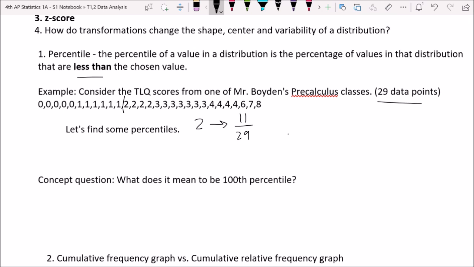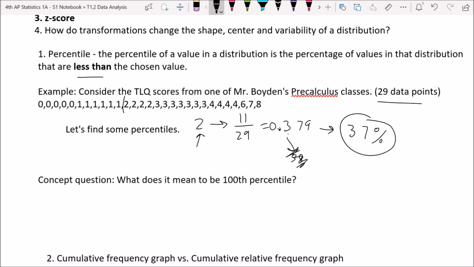That's 0.379. Now, typically we want to give our percentiles as a whole number. And I know that 0.379 would round to 38%, but I'm going to write 37%. Why is that? It's because if I rounded this to 38, I would be saying that a person who got a 2 beat 38% of the class. And that's not true. They're ahead of 37% of the class, and technically just a little more, but they're not quite to 38, so that would be misleading. That's the 37th percentile.